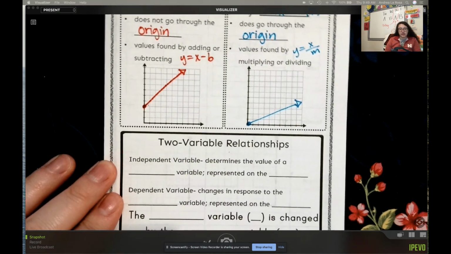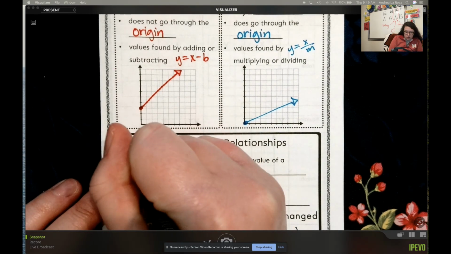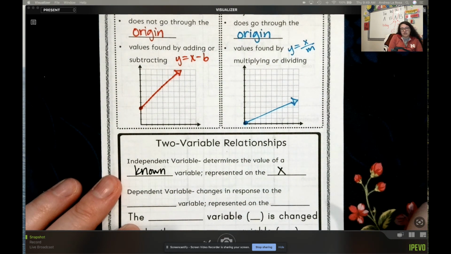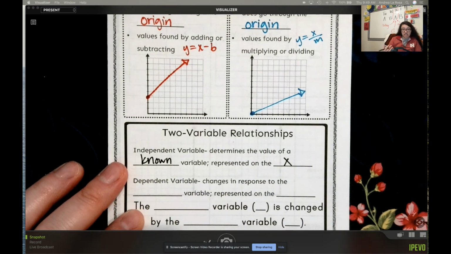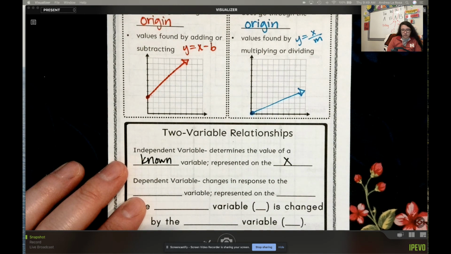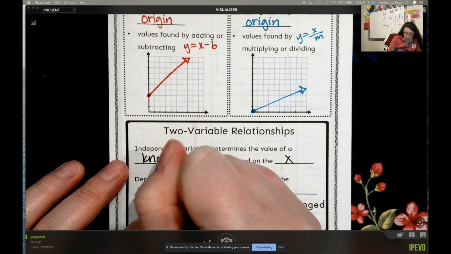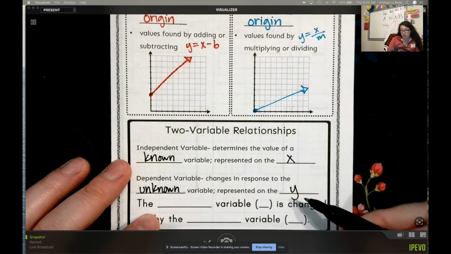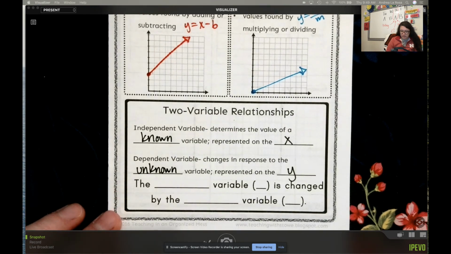The independent variable, think about science class. The independent variable is the value of a known value, and it's represented on the x-axis. That's like my input. I already know what that number is going to be. The dependent variable changes based on my independent variable. It is the unknown variable, and it's represented on the y-axis. If I'm solving an equation, I don't know what my y is to start, but I know what my x is.